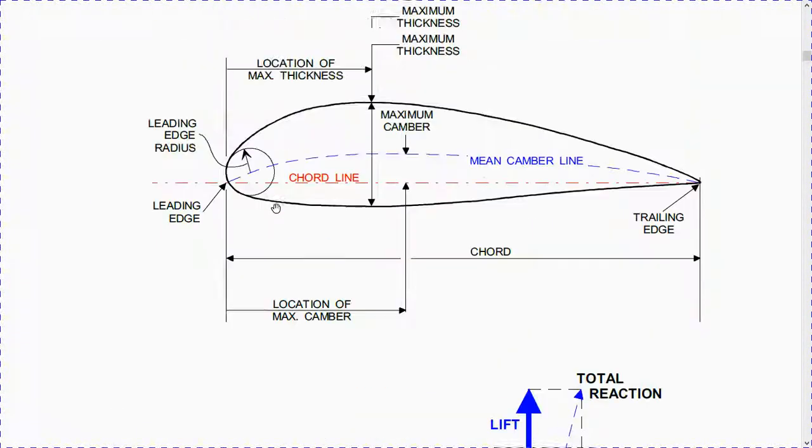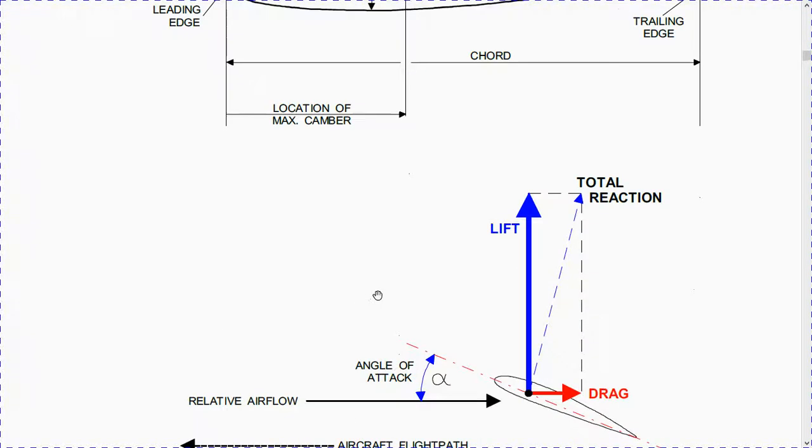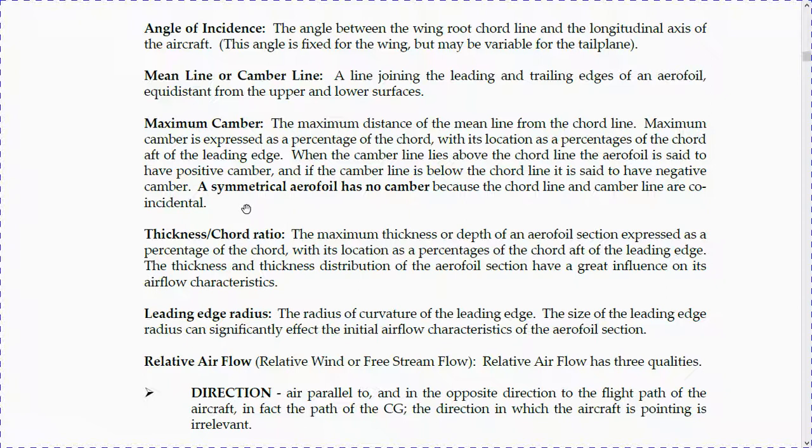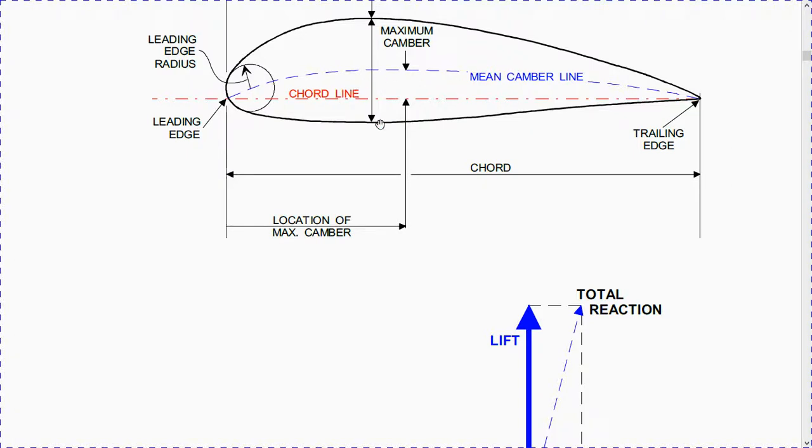So as we were saying, this is the maximum camber. This is a positive camber. It could be negative if it lies below the chord line. So it's important to know if the maximum camber is above or below the chord line. So a wing can also be curved below the chord line, or it could have no maximum camber, because it will be coincidental to the chord line. So once again, a symmetrical airfoil has no camber.